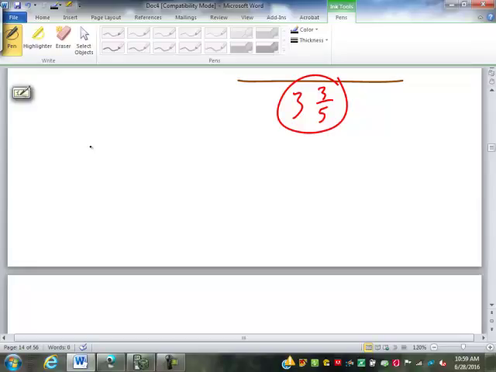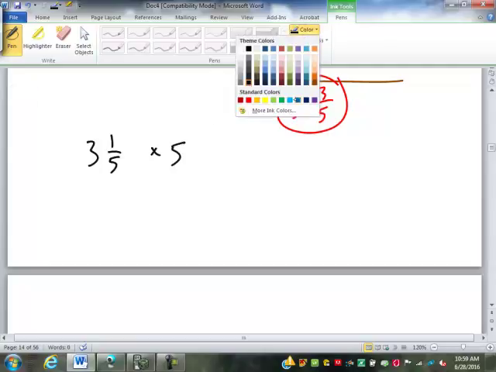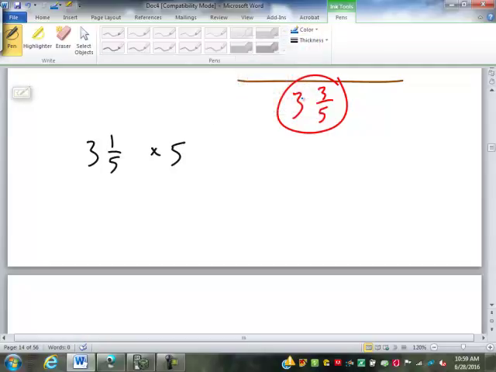What if we're multiplying? What if I have 3 1/5 times 5? Well, the 3 1/5 still has to become an improper fraction. That's going to be what? 16/5. Good. 5 times 3 is 15 plus 1 is 16. To multiply it by a whole number, though, I have to change that into a fraction. 5 becomes what as a fraction? 5/1. And now I can work with it just like any other fraction.